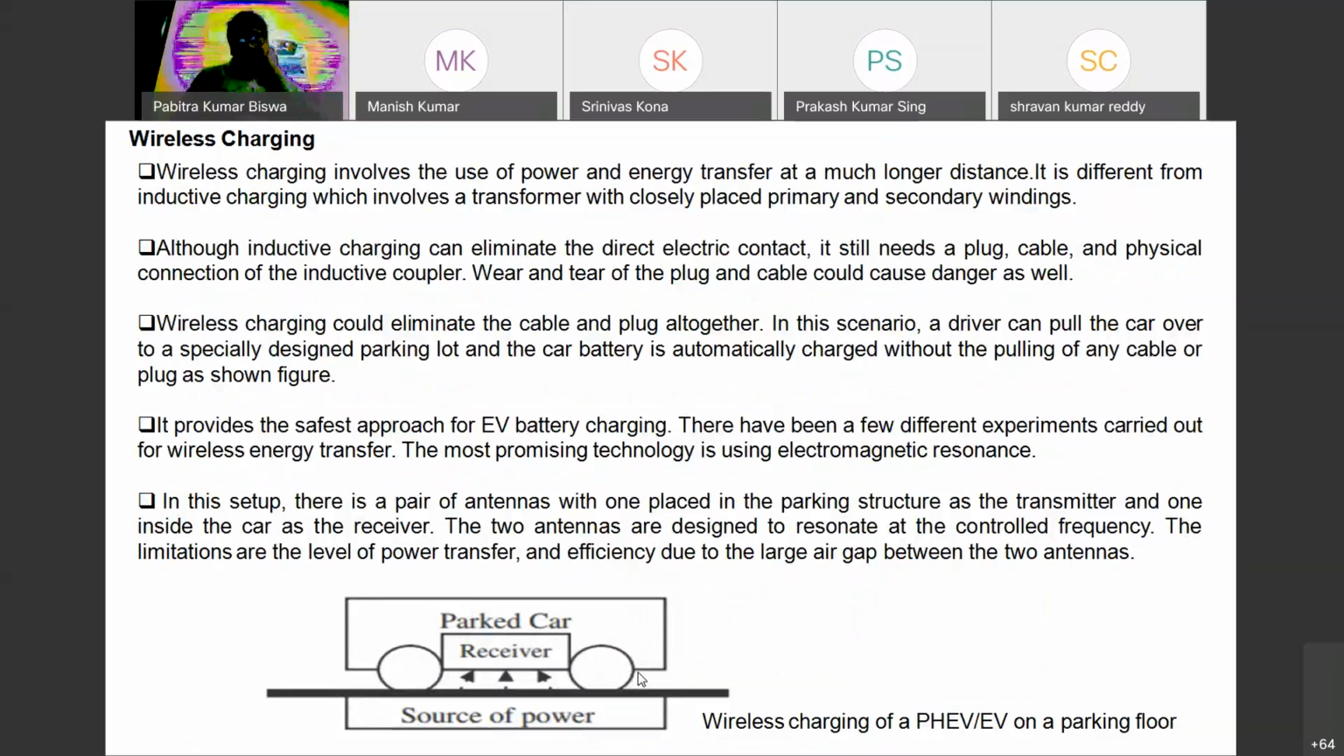Another is wireless charging. Wireless charging involves power and energy transfer over a much longer distance. It is different from inductive charging, which involves a transformer and coils placed as primary and secondary winding. Although inductive charging eliminates direct contact, wireless charging could eliminate the cable and plug altogether, and it provides the safest approach to electric battery charging. There have been a few different experiments carried out on wireless energy transfer. In this setup also, we are considering this and then we have to give the charge.